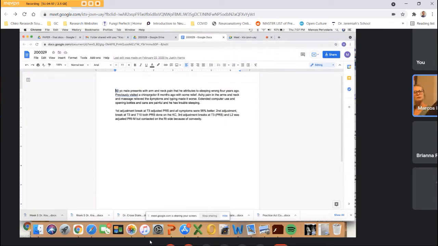So, a 50-year-old male patient presents with arm and neck pain that he attributes to sleeping wrong 4 years ago. Previously visited a chiropractor 8 months ago with some relief. Achy pain in the arms and neck, and massage relieved the symptoms, and typing made it worse. Extended computer use and opening bottles and cans are painful, and he has trouble sleeping.